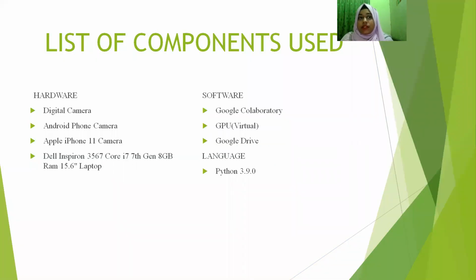List of components used for hardware: digital camera, Android phone camera, iPhone camera, and a Dell Inspiron used for Google Colaboratory. For software, Google Colaboratory was used for the Python implementation of the research work, with a virtual GPU provided by Google Colab, which is also used for data storage of the two classes, early blight and late blight. The language used here is Python version 3.9.0.